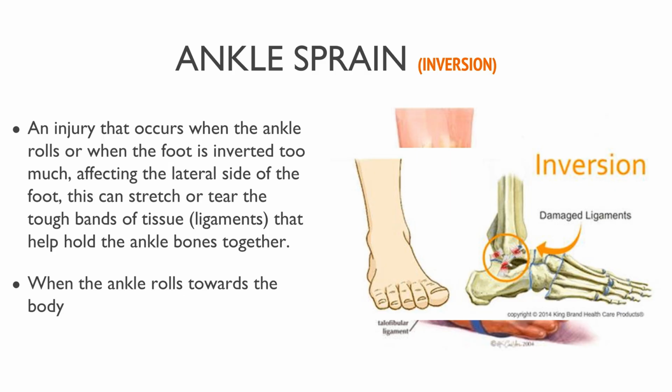Moving on to ankle sprains, specifically inversion sprains. An inversion sprain occurs when the ankle rolls or when the foot is inverted too much, so the lateral side of the foot is overstretched. This can stretch or tear the tough bands of tissue, or ligaments, that help hold the ankle bones together. Essentially, this type of injury happens when the ankle rolls towards the body, putting excessive stress on the ligaments on the outside of the ankle.